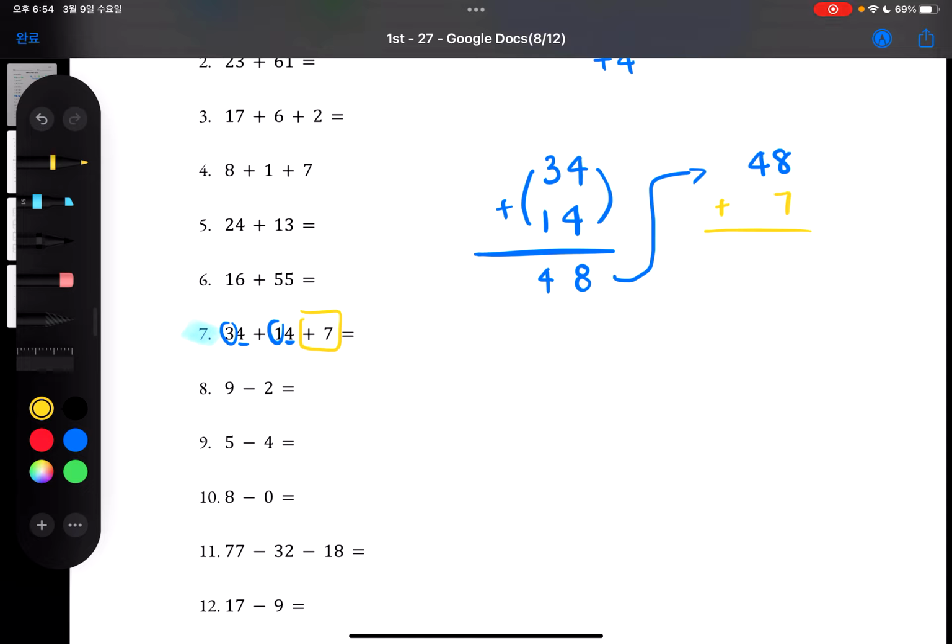So now we have to do 8 plus 7. 8 plus 7 is equal to 15. So 15 has 1, which is the tens place, and 5 in the ones place. So we're going to put 5 in ones place under 8 and 7, and we're going to put 1 on top of the tens place. And now we're going to add 4 and 1 together. 4 plus 1 is equal to 5. So we're going to put 55 as our answer.